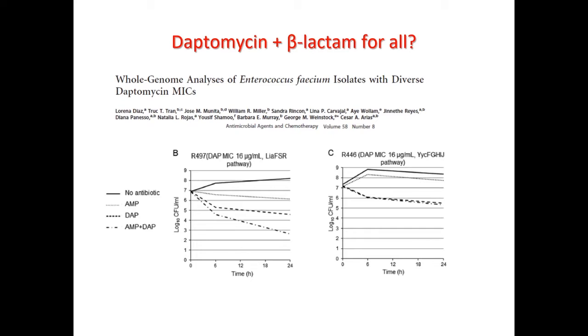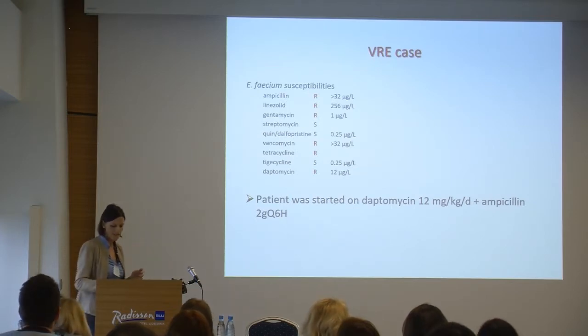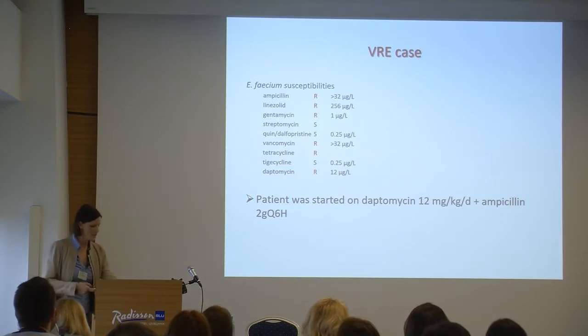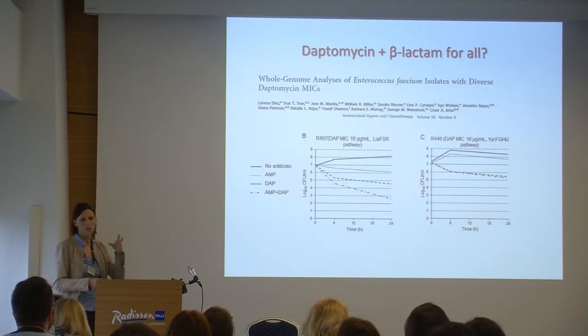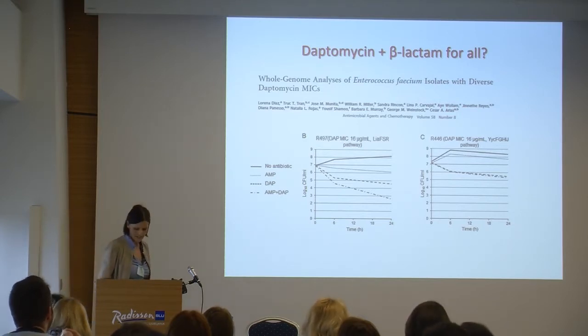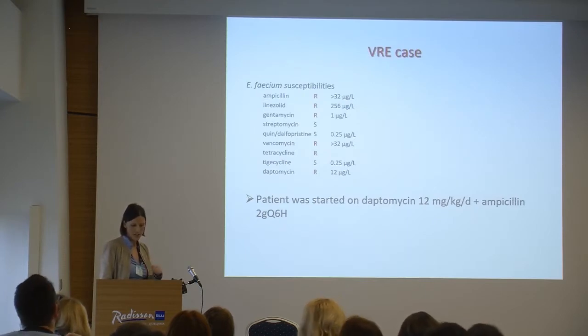So the MIC would be the same. So this would be the report that a clinician gets, the MIC value. But if the patient had an infection with such an organism, the combination would not work in this case. So this particular patient was put on the daptomycin-ampicillin combination because what they knew is that this mutation is the one that is most common in resistant E. faecium. He was put on this combination of dapto and ampicillin.